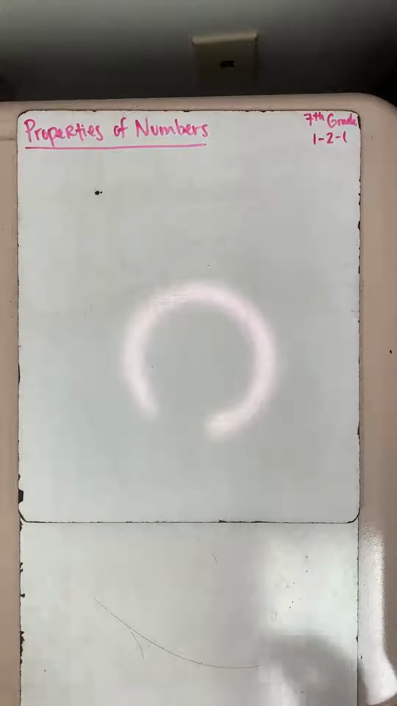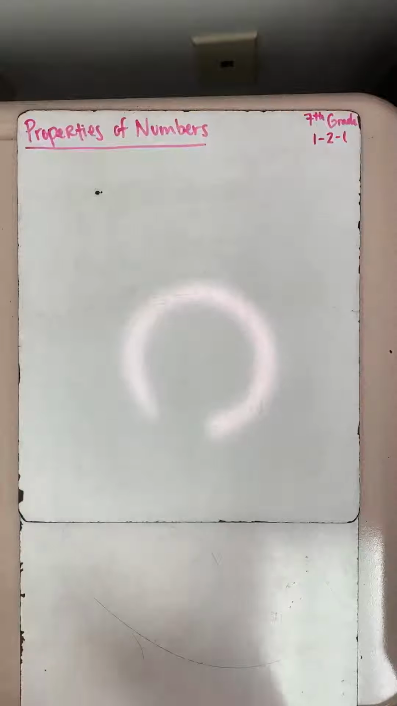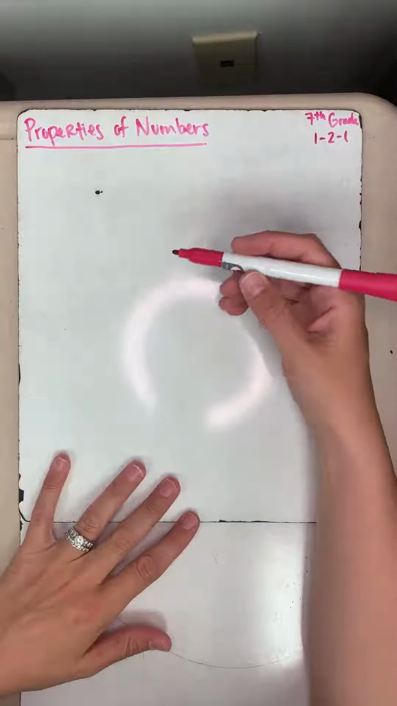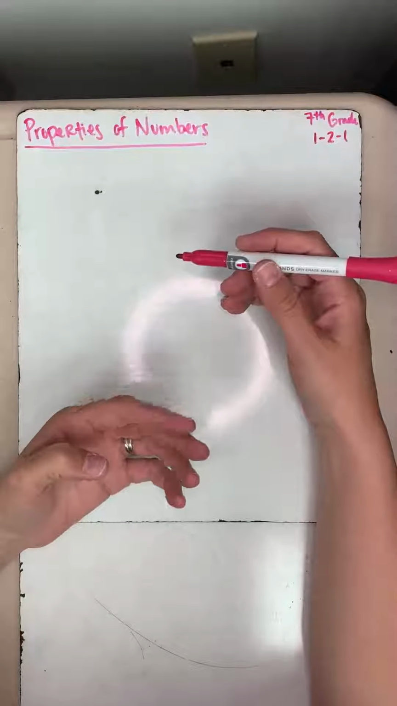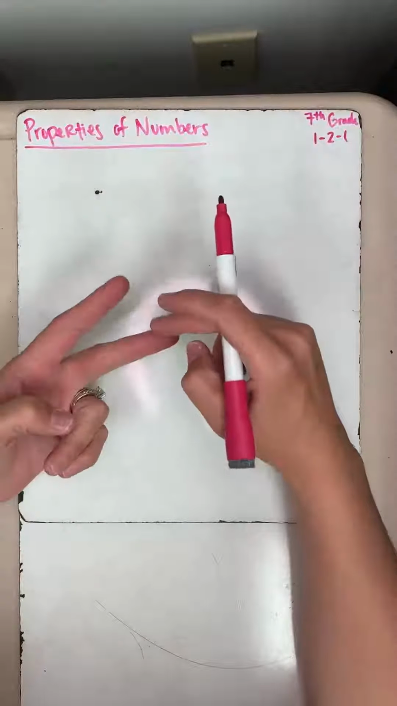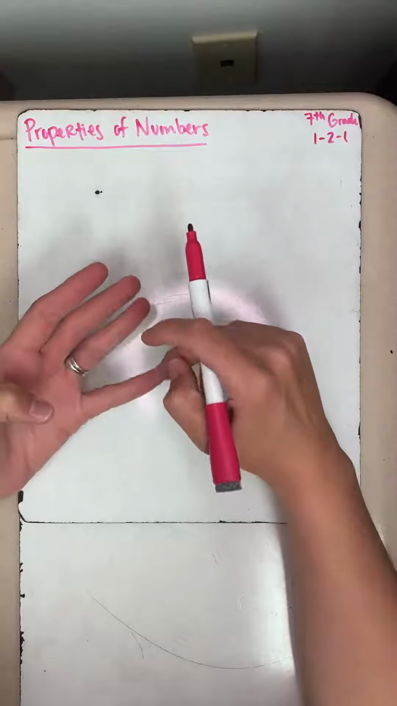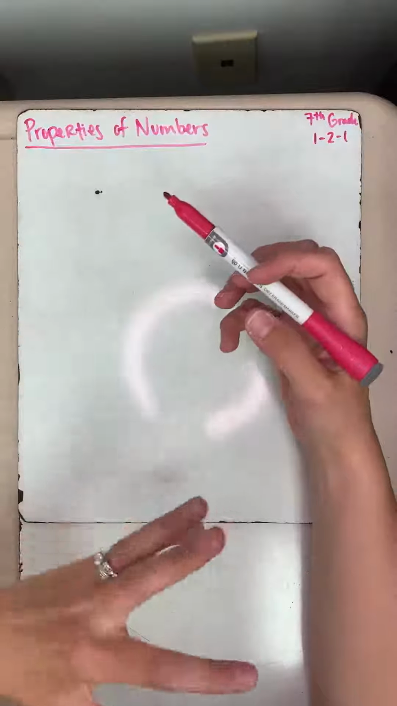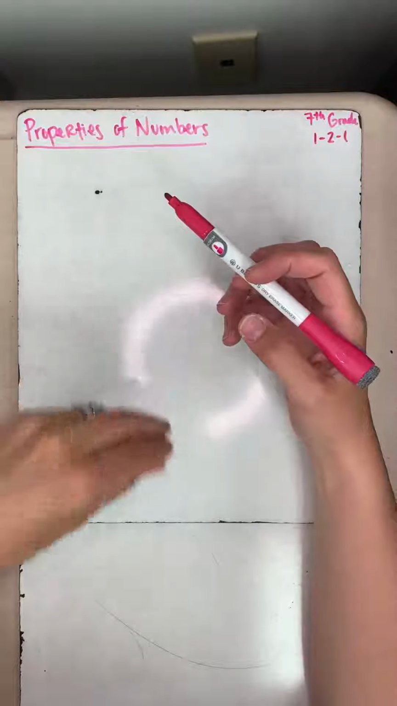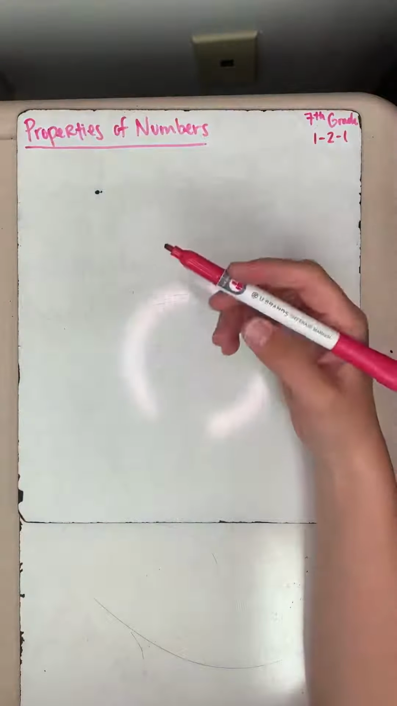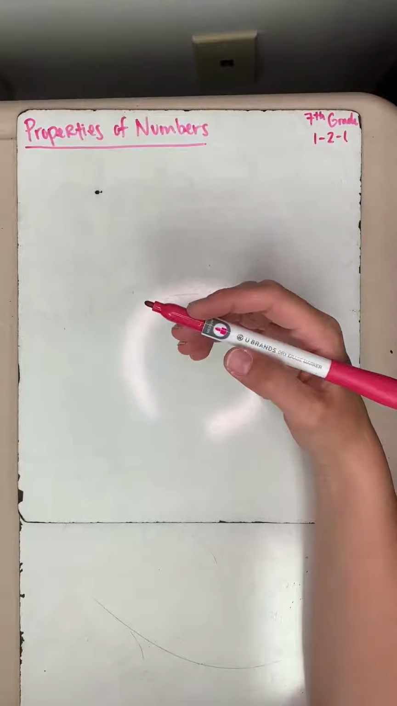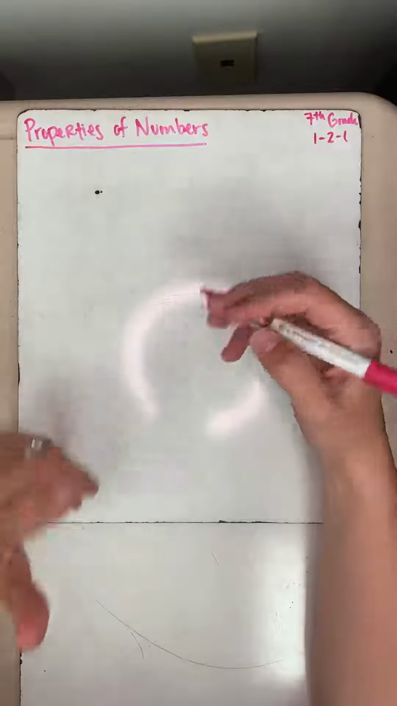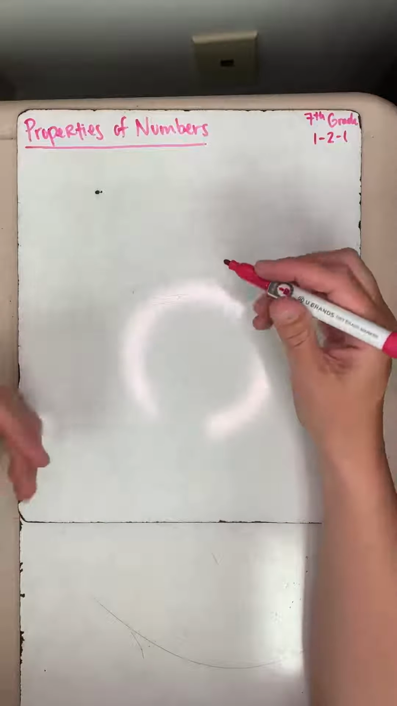Okay, this is chapter 1, section 2, and it's properties of numbers. We are going to focus on 4 properties of numbers: the commutative, the associative, the identity, and the distributive. We'll talk about the first 3 and really what makes them that property. And then we're going to do some example problems with them, and then we'll talk about that last one because the last one's a little bit more complicated, I guess.